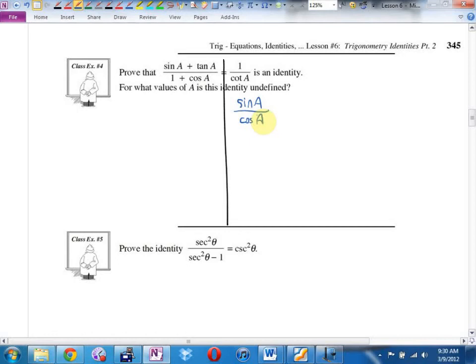The left side. Let's rewrite everything in terms of sine and cos. Sine A plus, what's tangent? Sine A over cos A. Did I just write a fraction? I'm going to go back and put that sine A over 1, all over 1 over 1 plus cos A over 1.